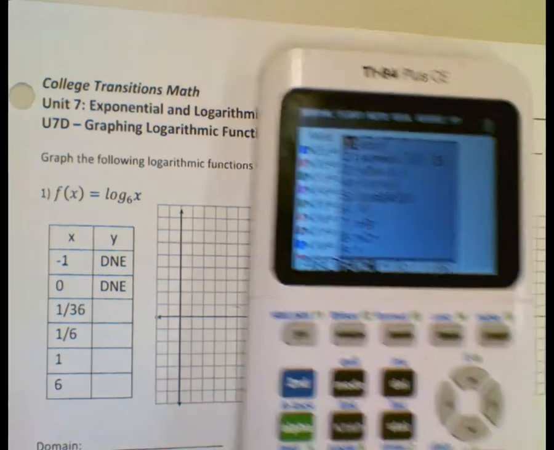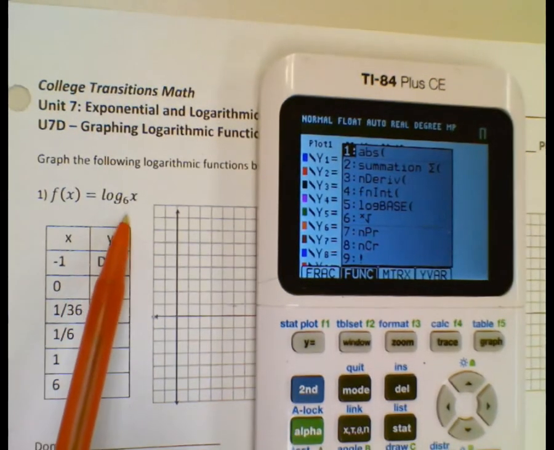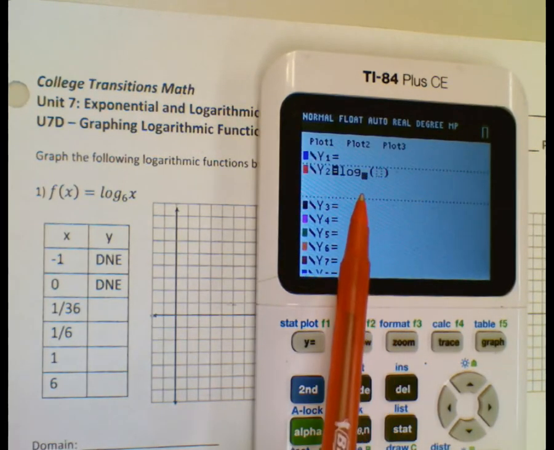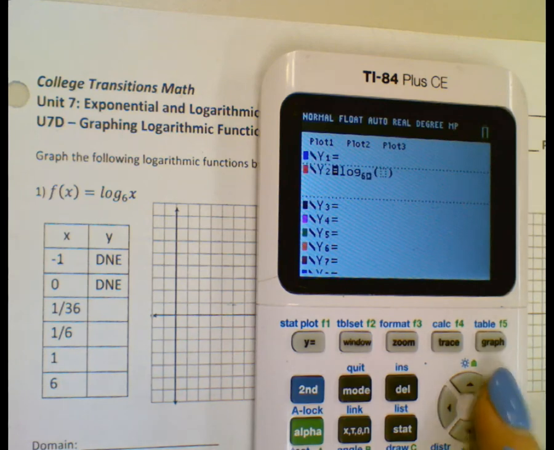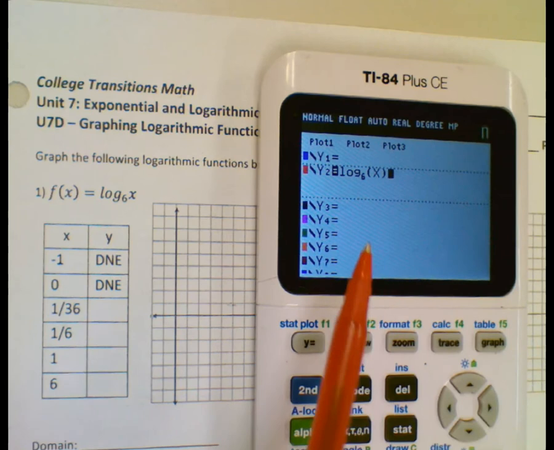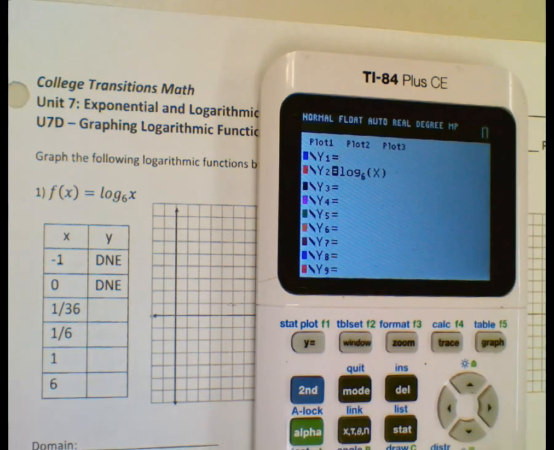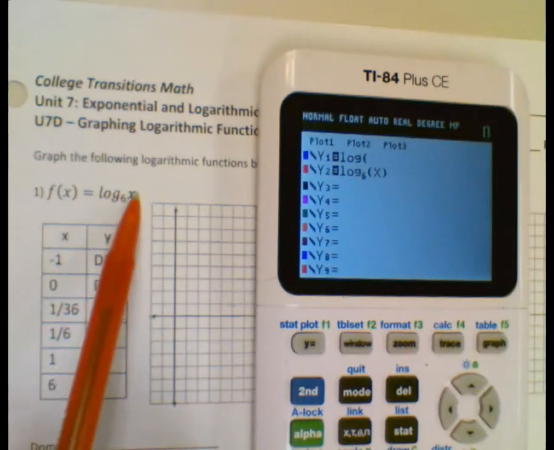Okay. So on this first one, you have log base 6 of x. Number 5. So you're going to put the 6 here, right arrow, x. And that's log base 6 of x. Now, for the people that don't have the alpha Windows button, you can type in log of x. Do the top one right here. You go straight across.